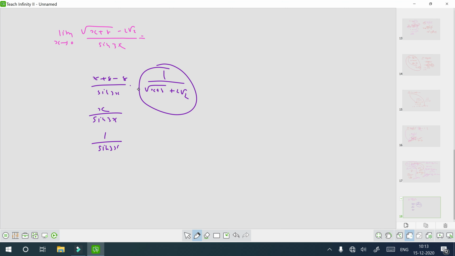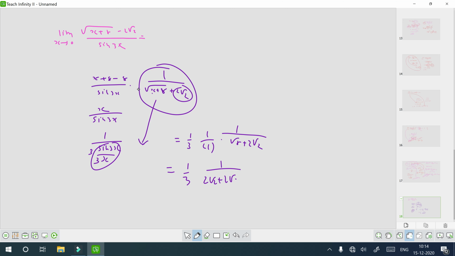So that is equal to 1 by 3, 1 over 1, because sin theta by theta is 1, into 1 over the limit of this one, x tends to 0. So root 8 plus 2 root 2. Root 8 is 2 root 2, plus 2 root 2. So 1 by 3 into 1 upon 4 root 2. That comes out as 1 by 12 root 2, or we can also write root 2 over 24, rationalizing the denominator.